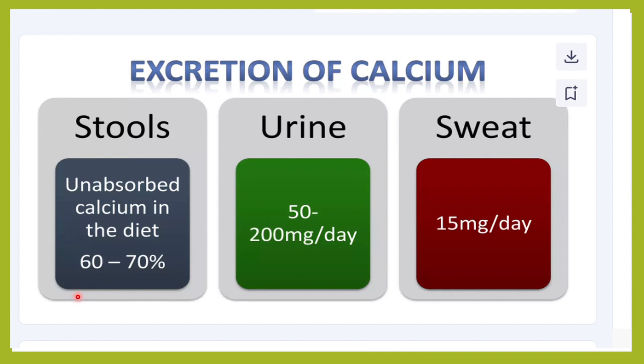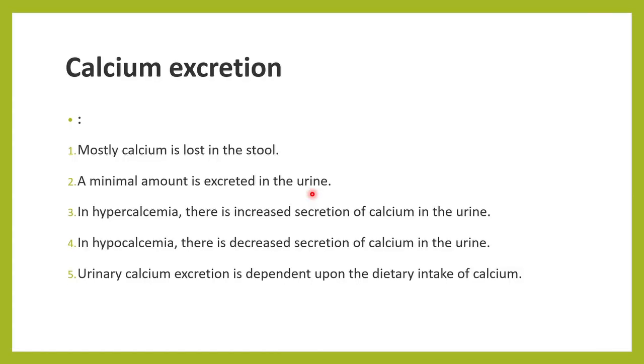So, I have told you that around 50 to 200 milligram of calcium is excreted per day in the urine. Mostly calcium is lost in the stool. I have told you, 60 to 70%. A minimal amount, around 50 to 200 milligram, is excreted in the urine. In hypercalcemia, the excretion of calcium in the urine will increase, and in hypocalcemia, the opposite happens.